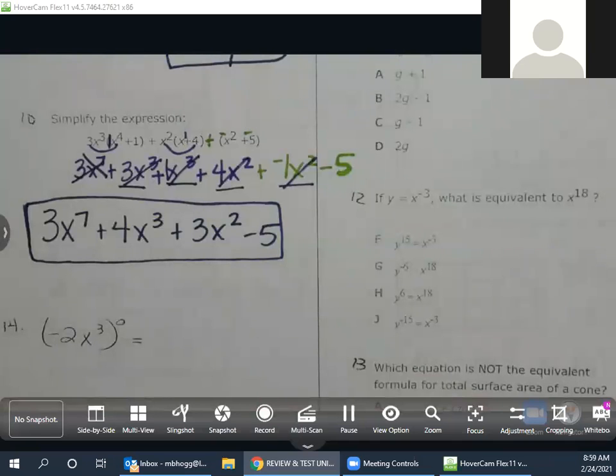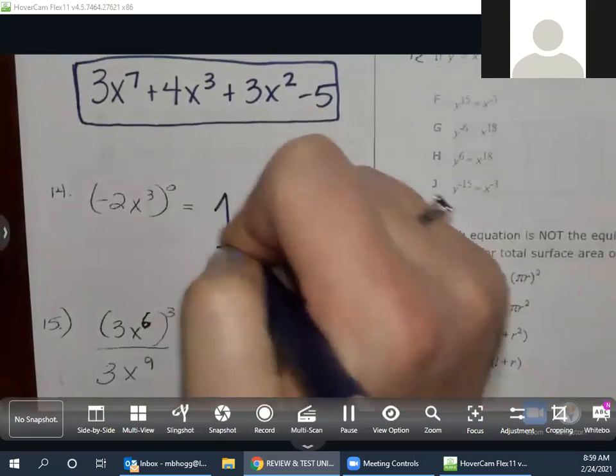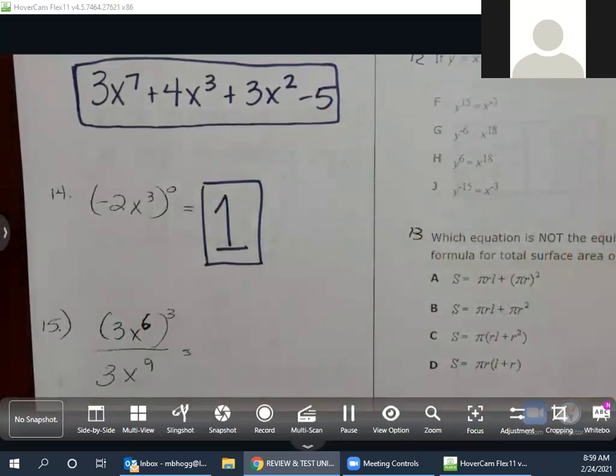Ooh, 14 is my fave. Y'all know what 14 is? 1. That's it. Anything to the 0 power is 1.